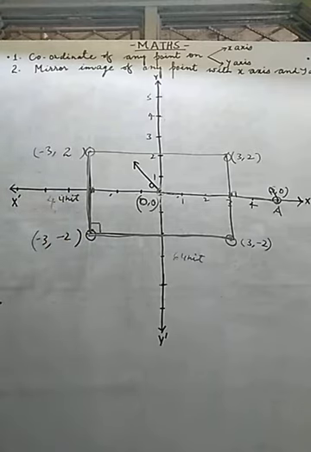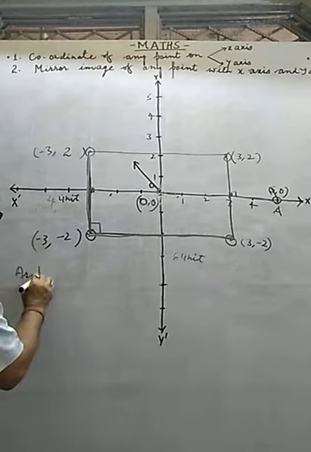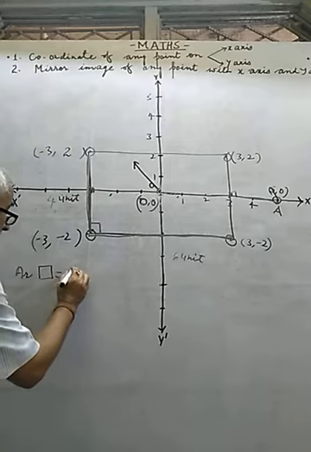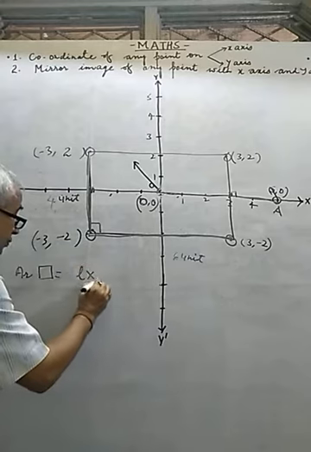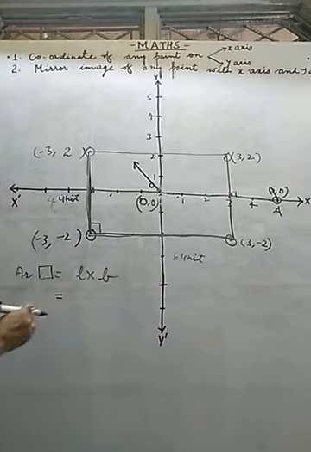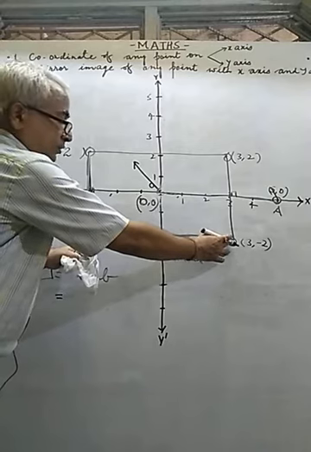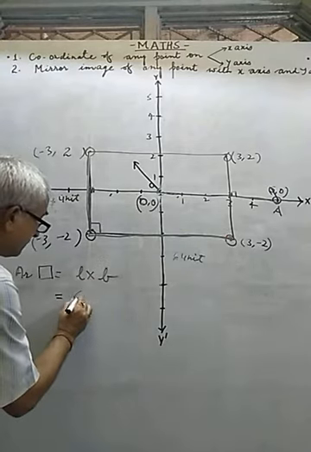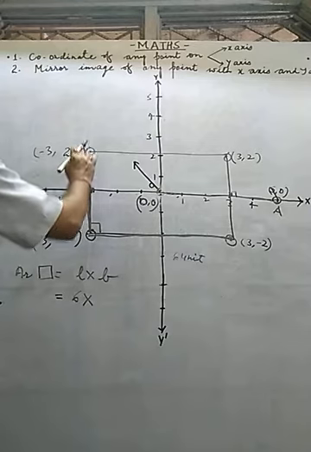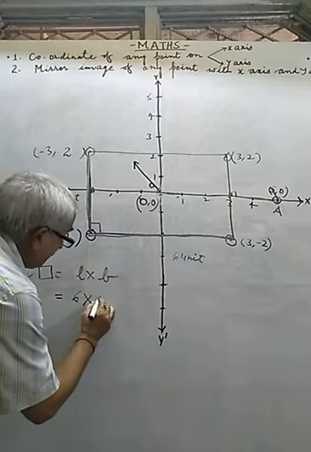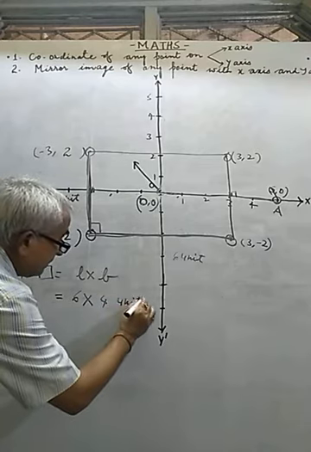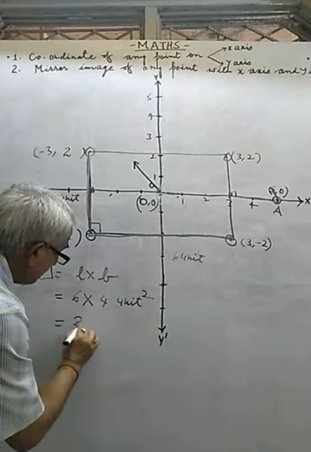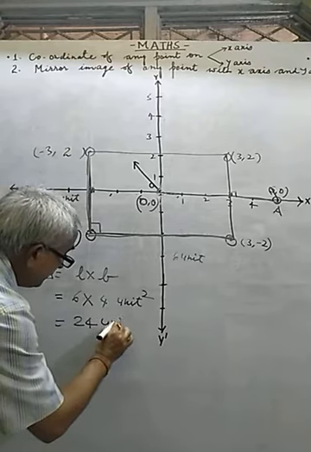So what is the formula to find the area of a rectangle? Area of rectangle equals L into B, that is length into breadth. The value of length is what? 6 units. So that will be 6 multiplied by this one, which is 4 units. So that will be unit square, and 6 fours are 24. This will be 24 unit square.